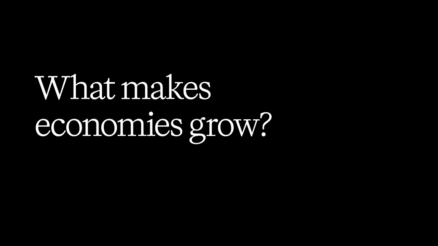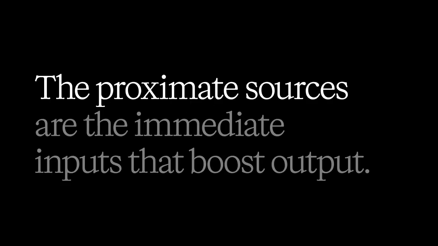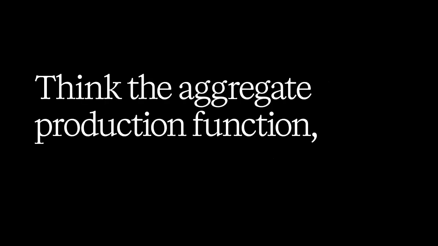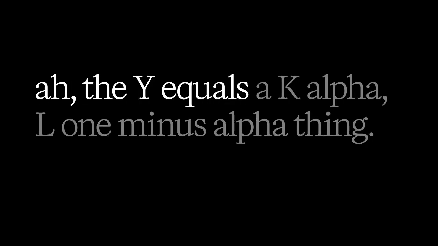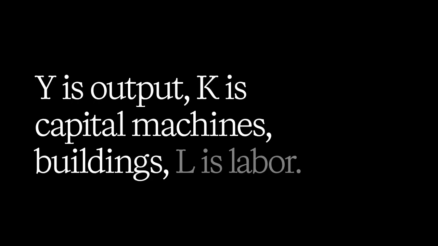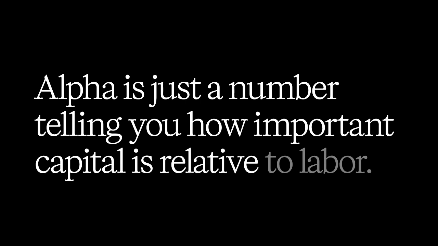Now, let's get into the drivers. What makes economies grow? The lecture mentioned proximate and deep sources. Right. That's a really useful distinction. The proximate sources are the immediate inputs that boost output. Think the aggregate production function. The Y equals A K^alpha L^(1 minus alpha) thing. That's the one. Y is output, K is capital, machines, buildings, L is labor. Alpha is just a number telling you how important capital is relative to labor.